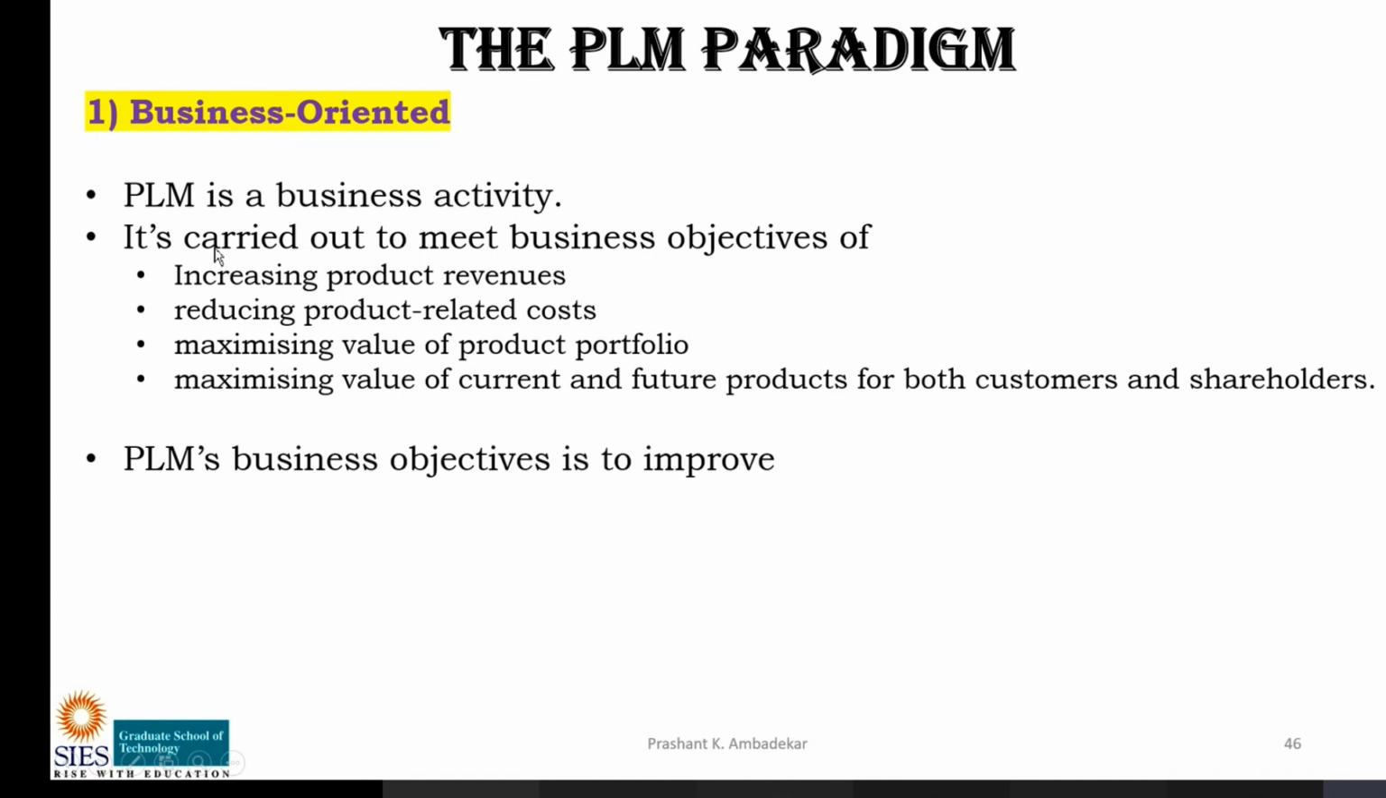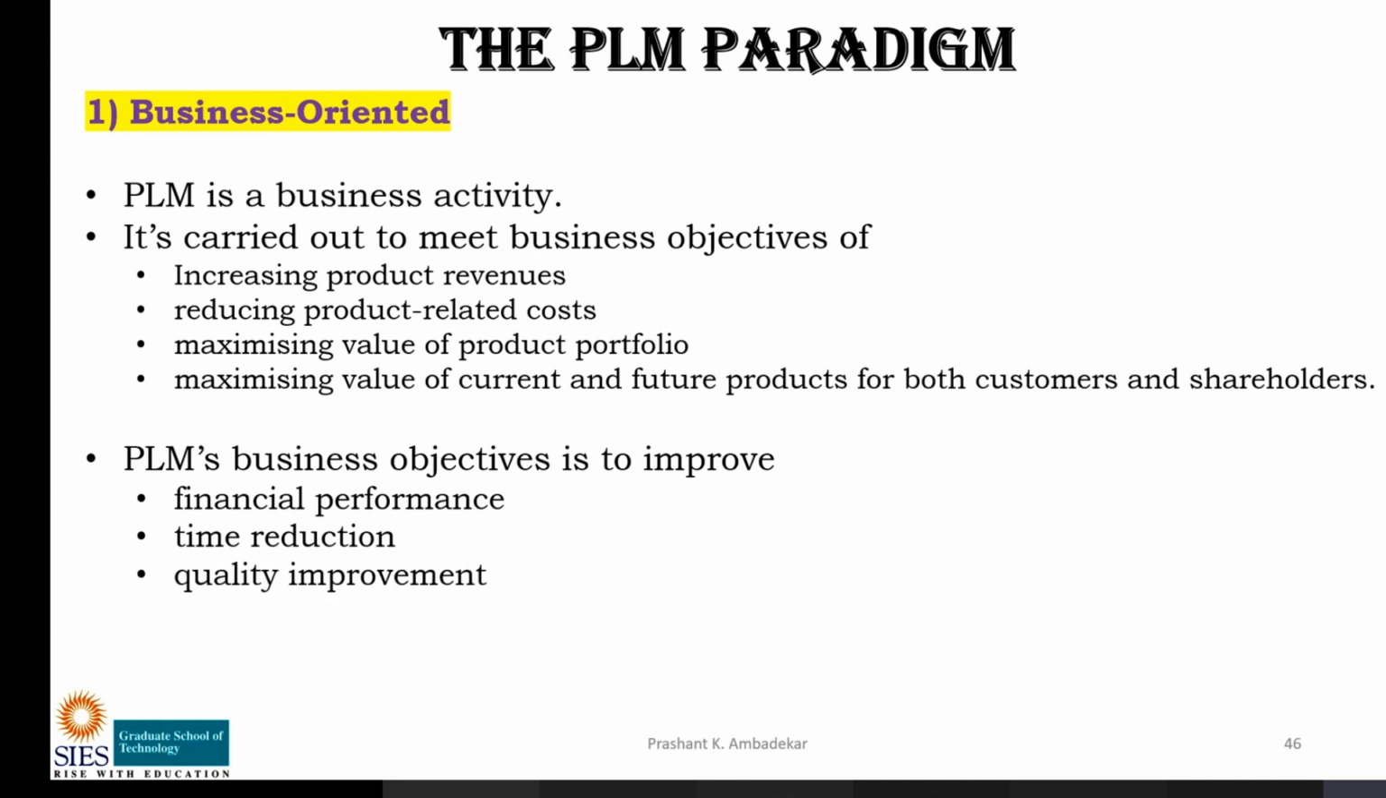So PLM is a business activity. It is carried out to meet these four business related things. Its objective is to improve what? Its objective is to improve financial performance. That is, in terms of money, it should give good money. Time reduction, the time for manufacturing the product should be less. We'll see this again further. These are the broad titles. Quality improvement, the overall quality should be good everywhere, and there should be improvement in the business. So the PLM business objective is to improve financial performance.